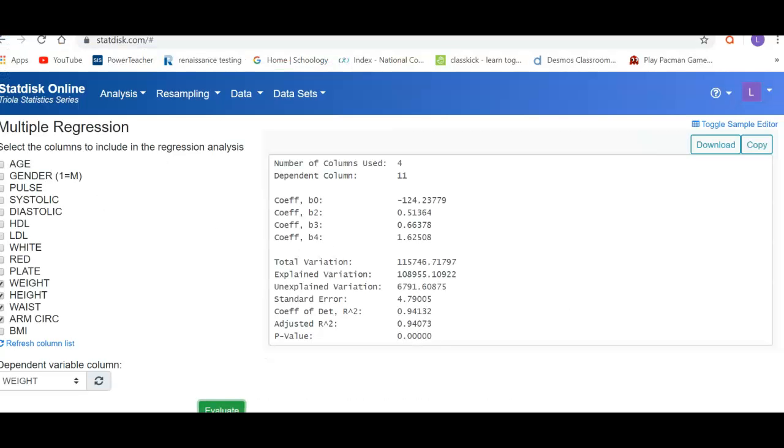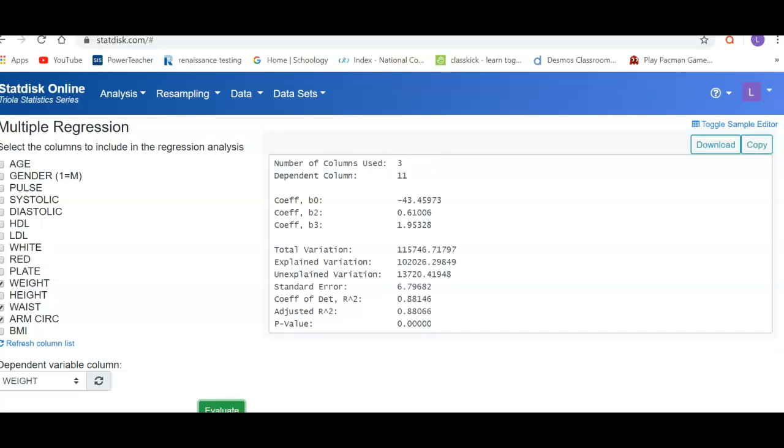All right, now if you decided to do the waist and the arm, which is probably the better bet, we would use waist and arm, so we would get rid of the height. Now when we evaluate, we'd have a negative 43 for our intercept, 0.61 would go to the waist, and 1.95 would go to the arm, and you would create your equation. I hope you did well.